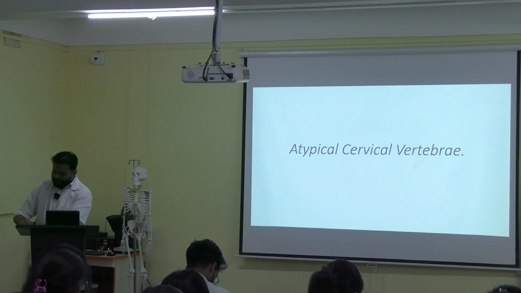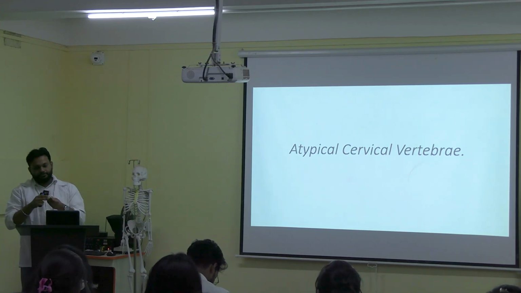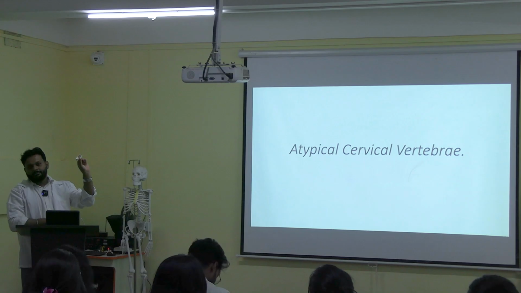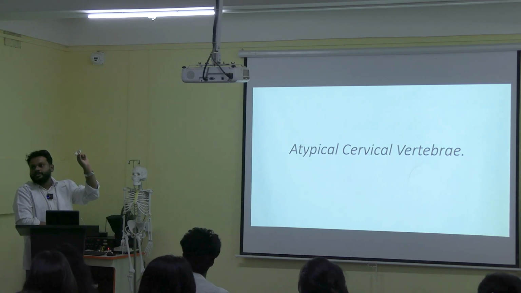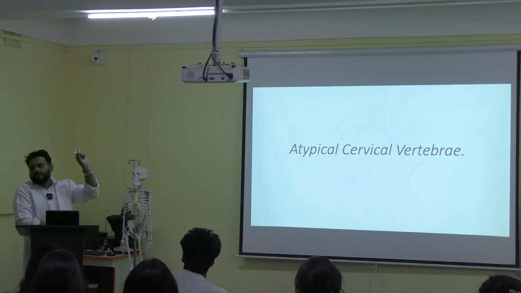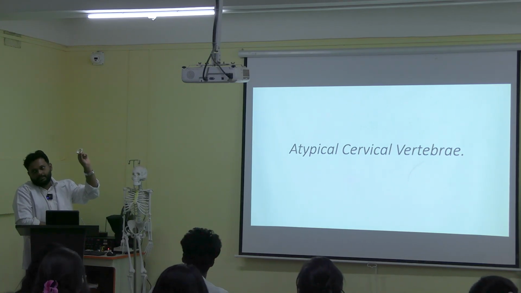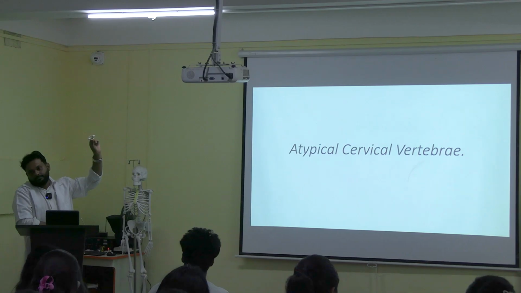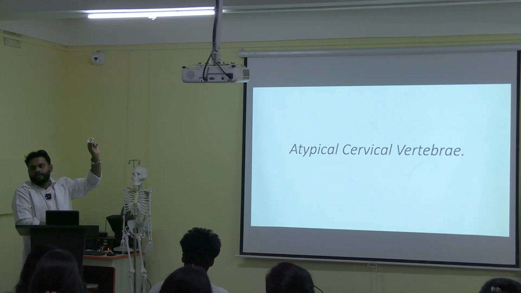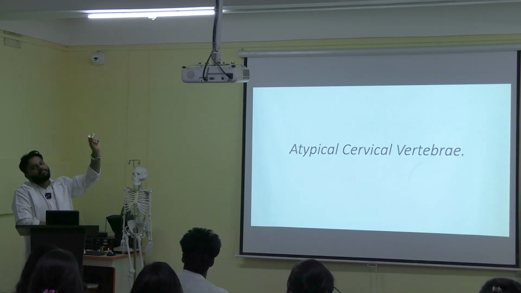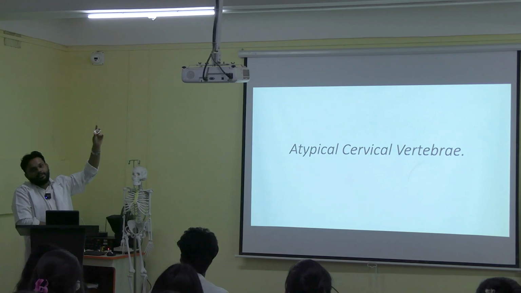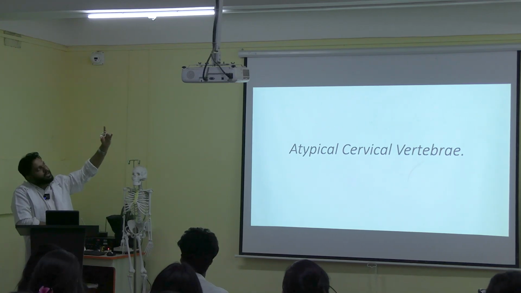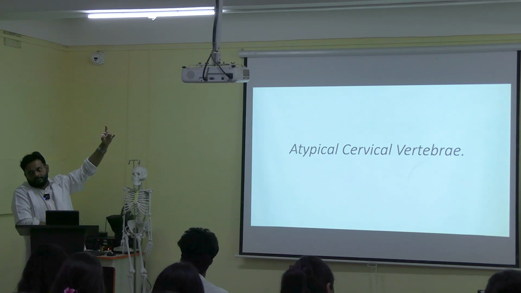This one is your C1 vertebra, that is atlas. Does it have any body? Can you see a body in this bone? It doesn't have a body. Does it have any spinous process or spine? No, it doesn't have any spinous process.